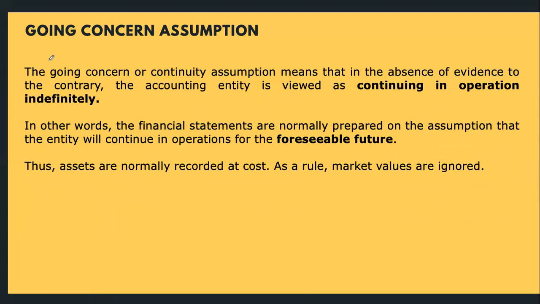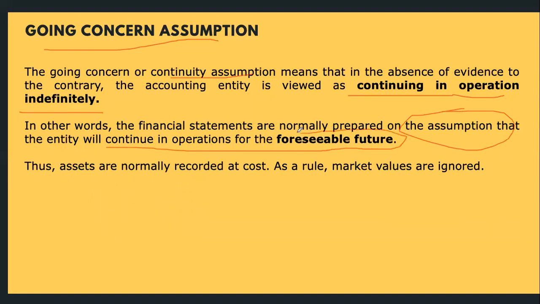Okay, what do you mean by going concern assumption? The going concern or continuity assumption means that in the absence of evidence to the contrary, the accounting entity is viewed as continuing in operation indefinitely. In other words, the financial statements are normally prepared on this assumption. We assume that the entity will continue in operation for the foreseeable future. May going concern pa dayon.